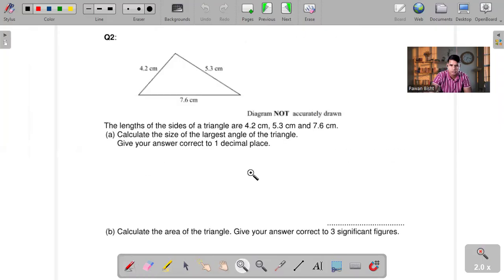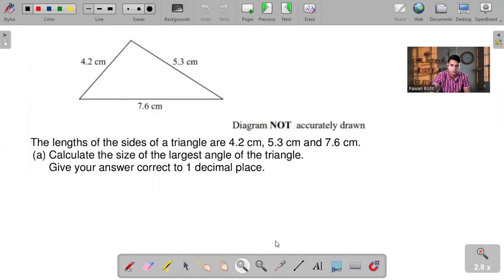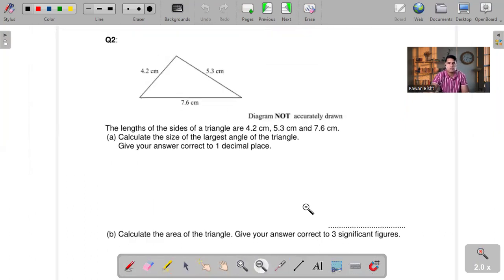Now let's come to the next question. Question number 2. Now what is question number 2? There are three sides given. They say calculate the size of the largest angle of the triangle. Now how will I know which angle is the largest angle? You need to understand that the side opposite to the greater angle is the longest. This is a rule in triangles.